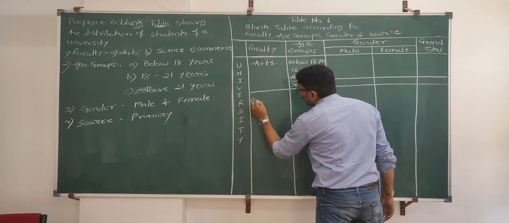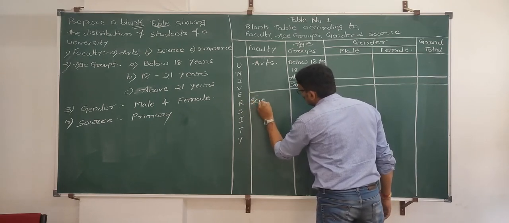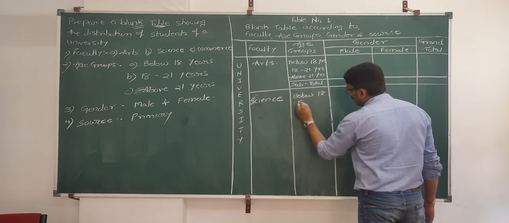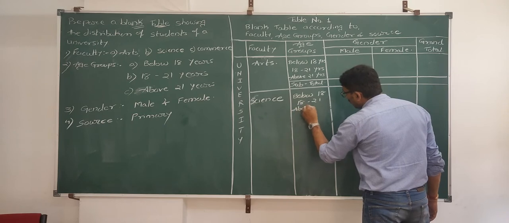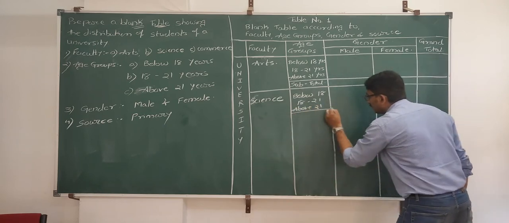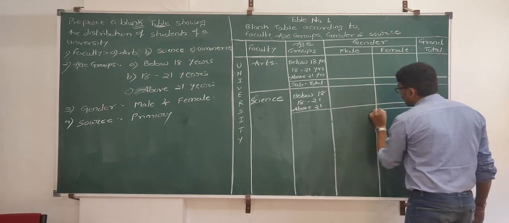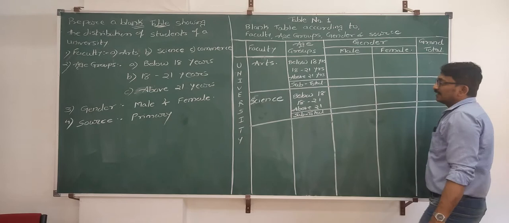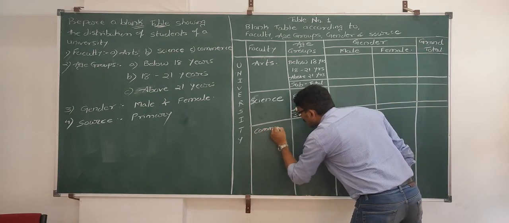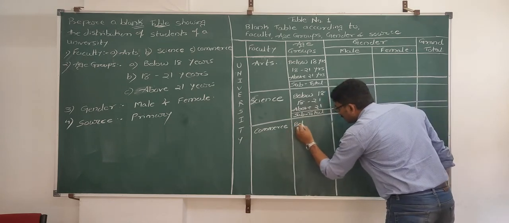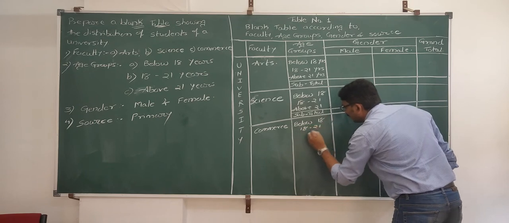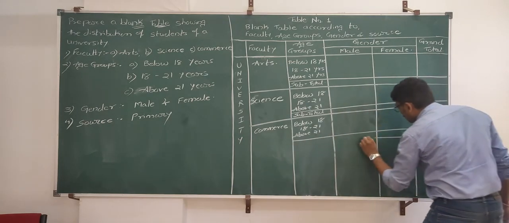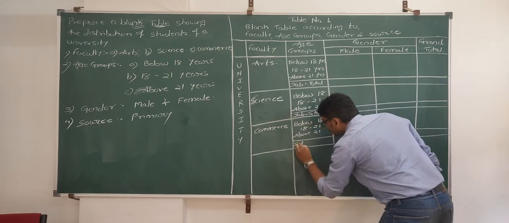What is the next faculty? Next faculty is science. Again science, write all the 3 age groups: below 18, 18 to 21, above 21. Once you finish with all the age groups, again go for subtotal. Here you write subtotal. Then third faculty is commerce. Again write the same: below 18, 18 to 21, above 21. Here again it is subtotal.